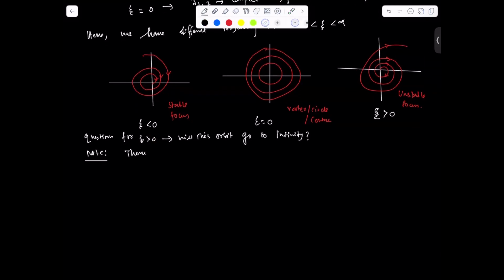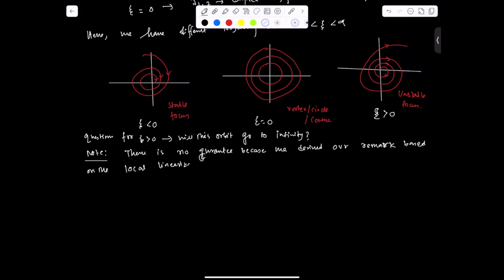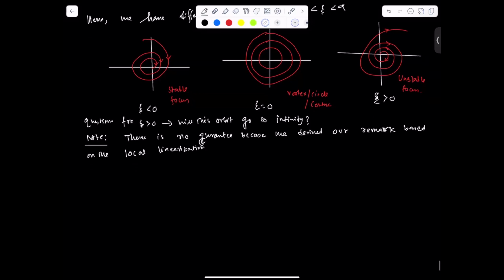Now the note is, there is no guarantee, because we derived our remarks based on the local linearization, or linearized for small perturbation. We can write.